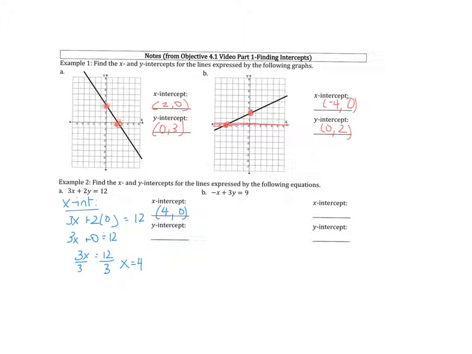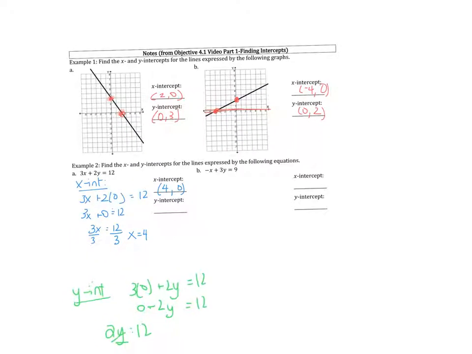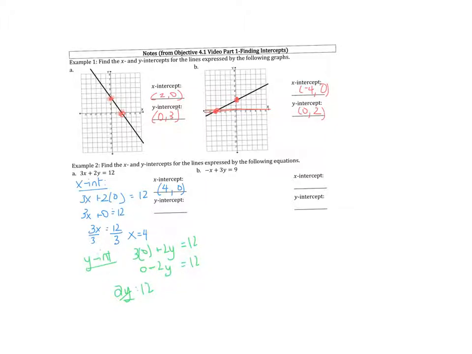Okay, so now let's find our y-intercept. So same idea. We're going to let x be 0. And I'm going to show all of these steps this time, but I'm going to kind of show less as we go. So this is 0 plus 2y equals 12, or just 2y equals 12. Divide both sides by 2, and we have y equals 6. So our y-intercept is 0, 6.